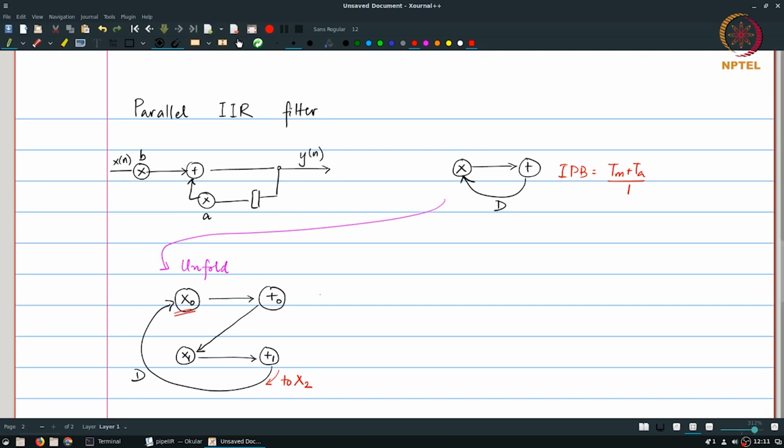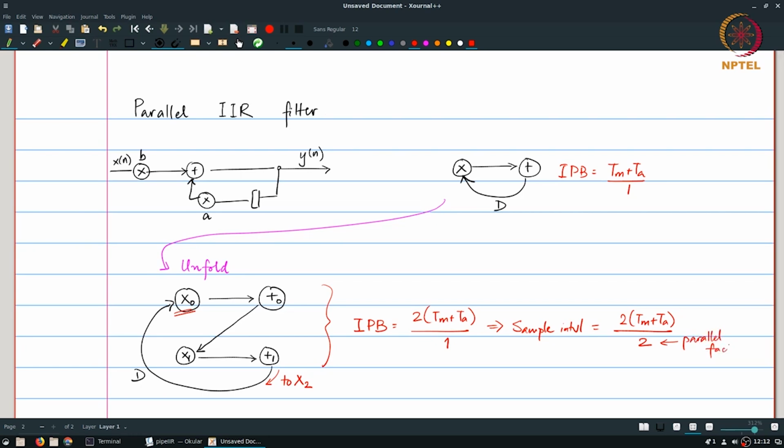Now what does this mean? The resulting graph that we have over here has an iteration period bound of 2 times Tm plus Ta divided by 1, which basically means that the best sample interval that we can get is equal to 2 into Tm plus Ta divided by the parallel factor, which is equal to Tm plus Ta. In other words, trying to parallelize this basic IIR filter is of no use whatsoever. It does not help us to improve our sampling rate at all.